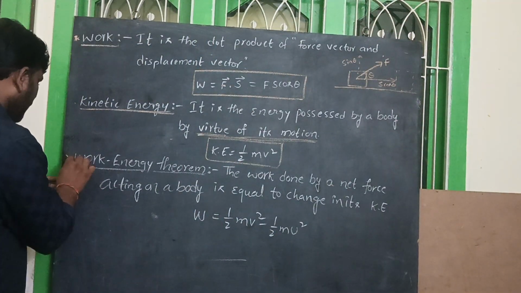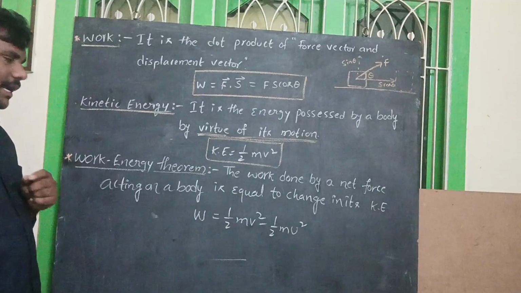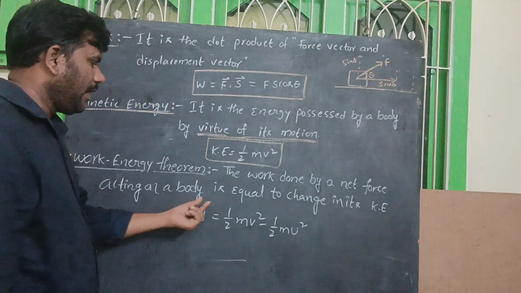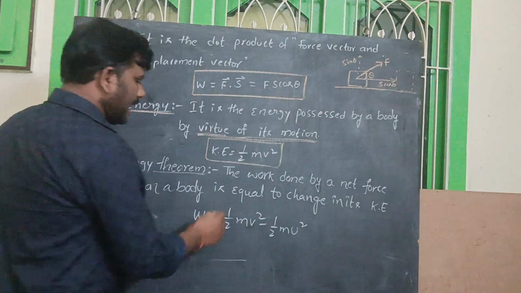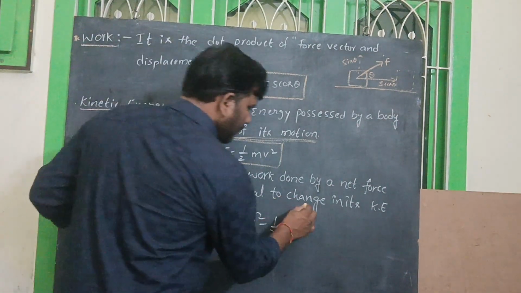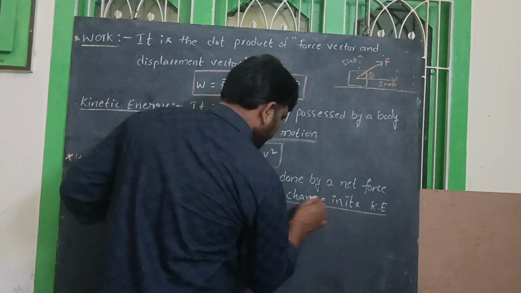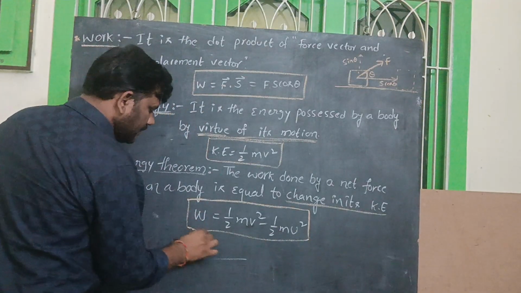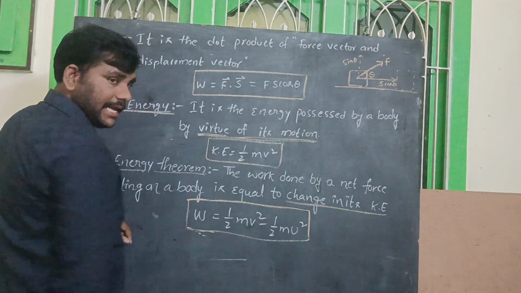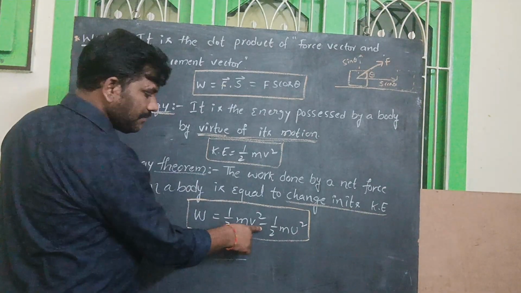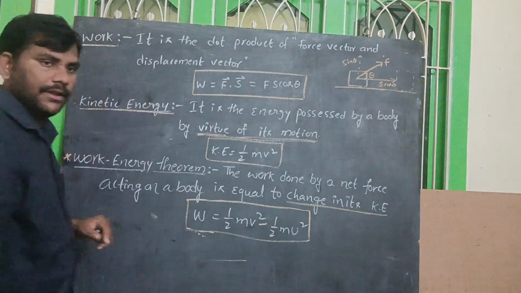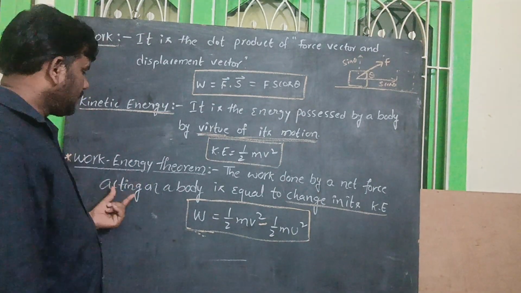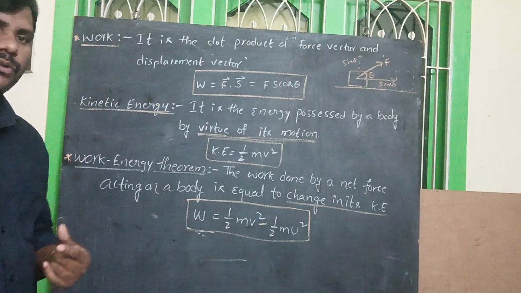Next, what is the work energy theorem? The work done by a net force acting on a body is equal to the change in its kinetic energy. So the work done W is equal to the change in kinetic energy, that is final kinetic energy minus initial kinetic energy. So this is the work energy theorem. So take a screenshot.